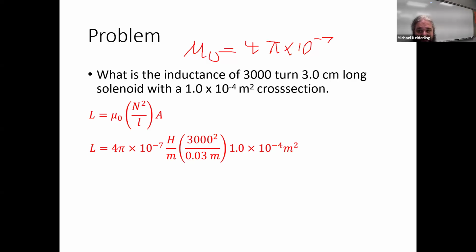With a bigger inductive loop, the bigger your inductance. That is going to be 0.0337 henries, or 37.7 millihenries.